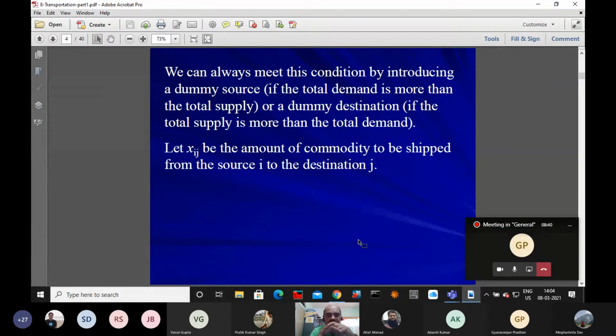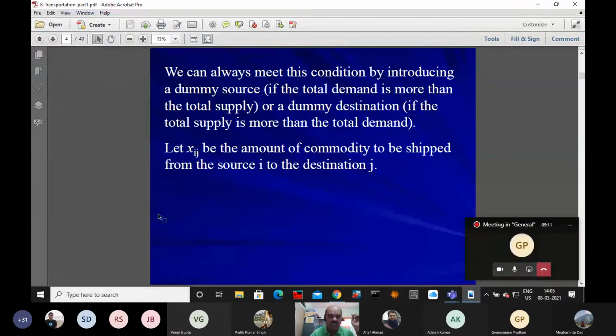We can always meet this balanced condition by introducing a dummy source or a dummy destination if the problem is unbalanced. If the problem is unbalanced, you can always make it balanced by adding an extra source or an extra destination point. That we will also discuss: if it is unbalanced, how to transform the problem into a balanced one.